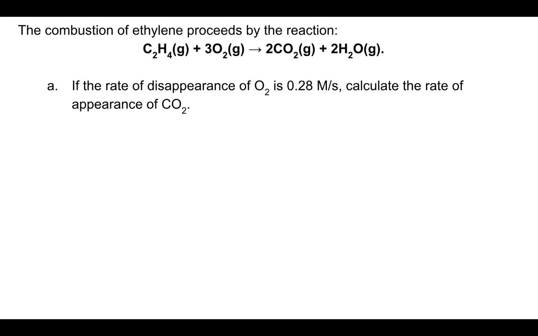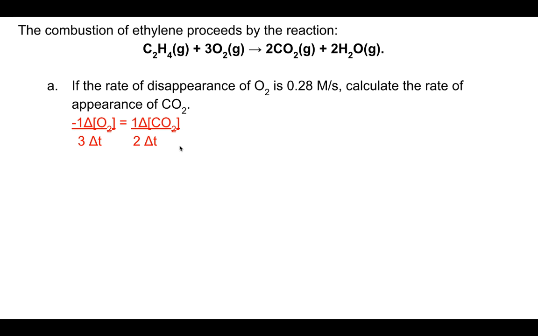Two things. First, if the rate of disappearance of O2 is 0.28 molar per second, we want to calculate the rate of appearance of CO2. So I see two things. I need to make a comparison using the stoichiometric coefficients. Since O2 is a reactant, it's disappearing, so that's negative 1/3 of the change in concentration of oxygen over the change in time. And then carbon dioxide is a product, so that's 1/2, because of our coefficient of 2, change in concentration of CO2 over time.